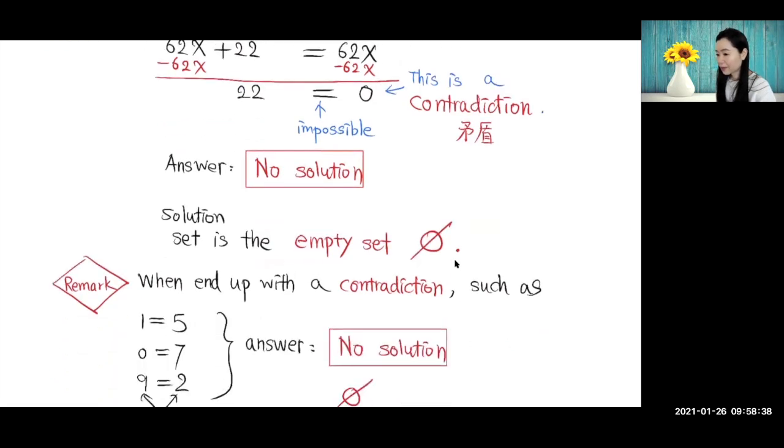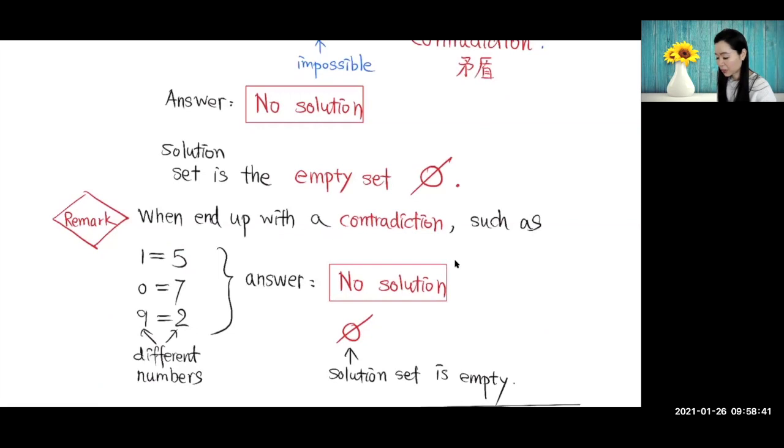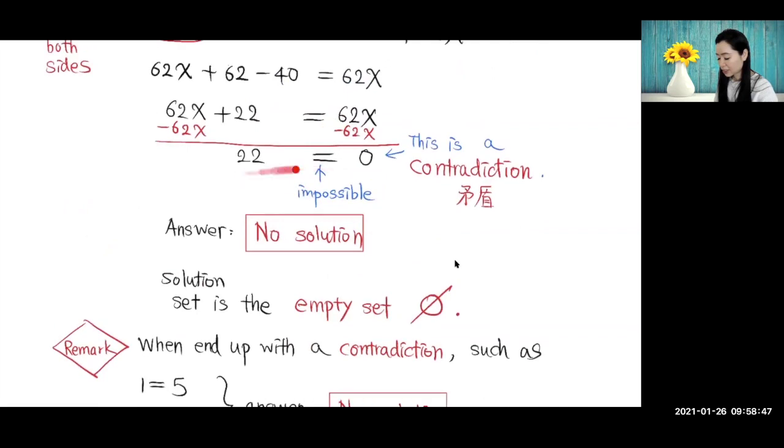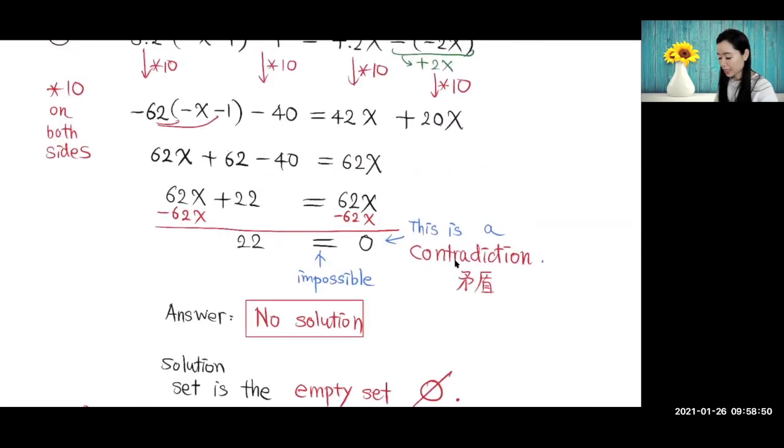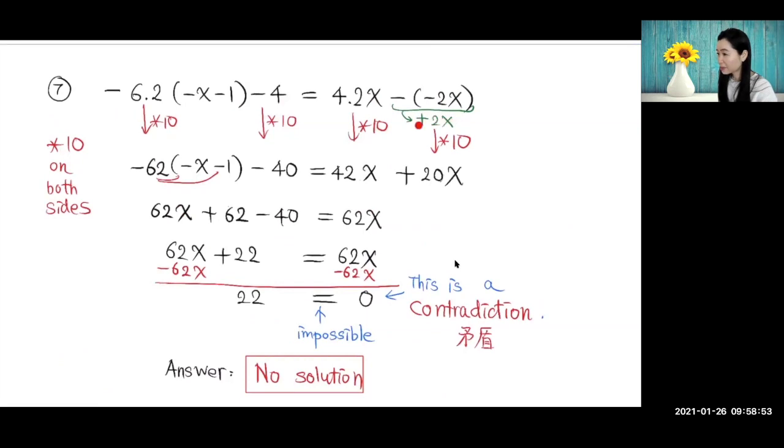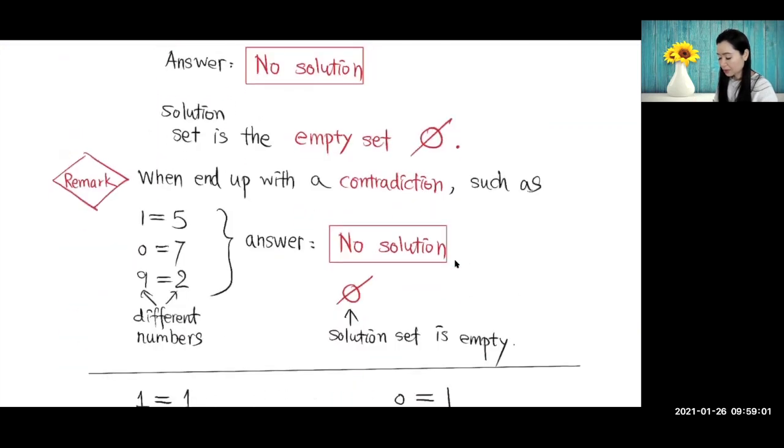So I make a remark over here. When you solve an equation and you end up with a contradiction, what do I mean by a contradiction? This is a contradiction: two different numbers are equal. This is actually a contradiction also, but you don't see that right away. Until you simplify and get to this step, you see that it's a contradiction. So when you simplify the equation and you end up with two different numbers on both sides of the equation, that is a contradiction. The answer for that will be no solution, and you can put down the solution set as this empty set, 0 with a slash.